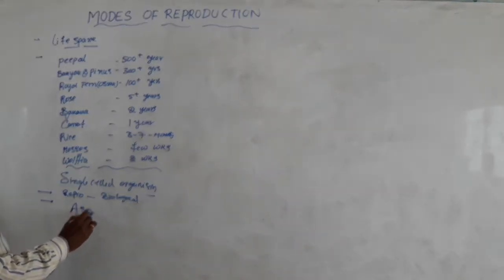There are two different types of reproduction: asexual reproduction and sexual reproduction. In asexual reproduction, only one parent participates. In sexual reproduction, two parents with opposite sexes help. Asexual reproduction is a very rapid process, but sexual reproduction is a very slow process. It involves the formation of gametes.